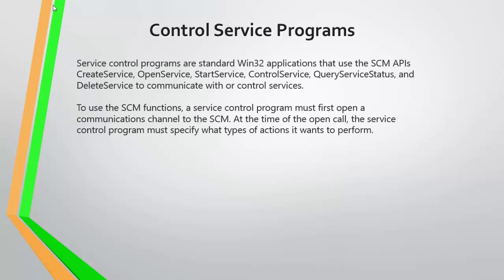Service Control Programs. Service Control Programs are standard Win32 applications that use Service Control Manager functions, create service, open service, start service, control service, query service status, and delete service to communicate with or control services. To use the Service Control Manager functions, a Service Control Program must first open a communication channel to the Service Control Manager. At the time of the open call, the Service Control Program must specify what type of actions it wants to perform.